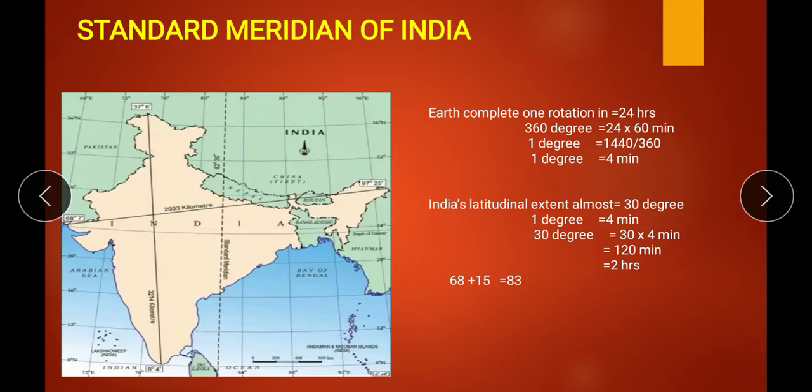Understand? So you know that Earth rotates from west to east direction. That's why the sun rises early in Arunachal Pradesh as compared to Gujarat. कितना? 2 hours पहले सनराइज होगा अरुणाचल प्रदेश में. अगर अरुणाचल प्रदेश में 6 पे सनराइज होगा तो गुजरात में कितना होगा? जो 8 पे.